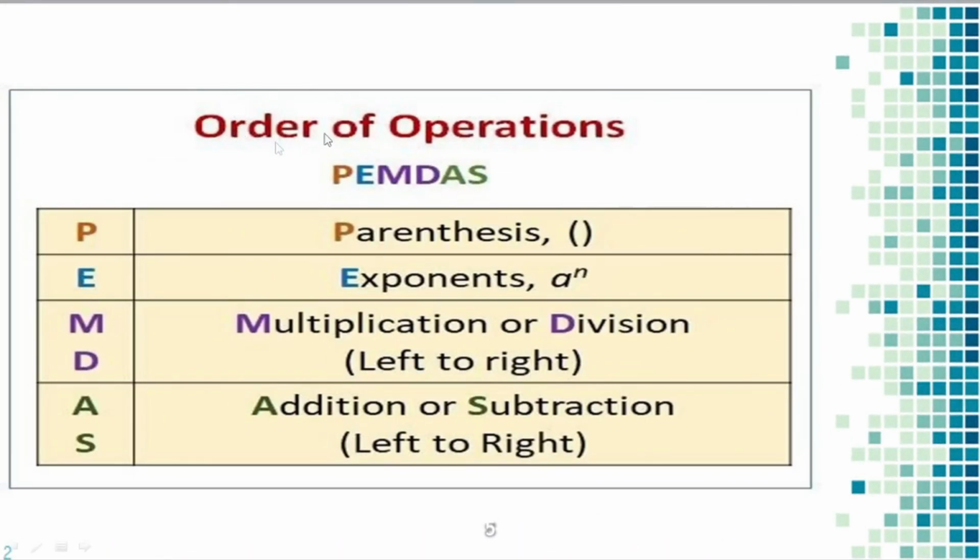Here we have the order of operations PEMDAS. By using PEMDAS, we have P for parentheses, as we have here, E for exponent, like 7 squared. The 2 is a small one, it's an exponent. Multiply or divide, multiplication or division, from left to right, as I told you. And AS, addition or subtraction, from left to right. PEMDAS.